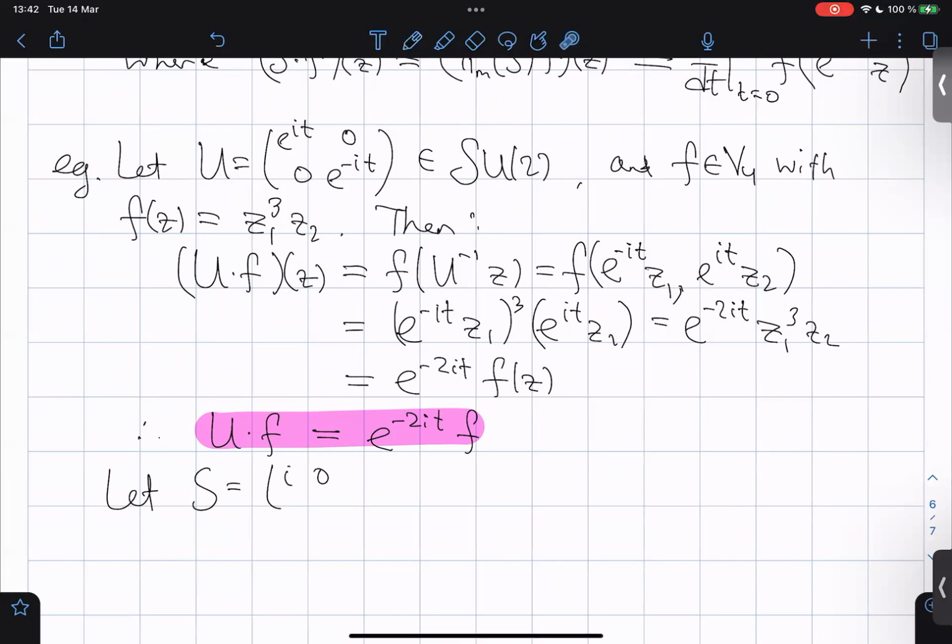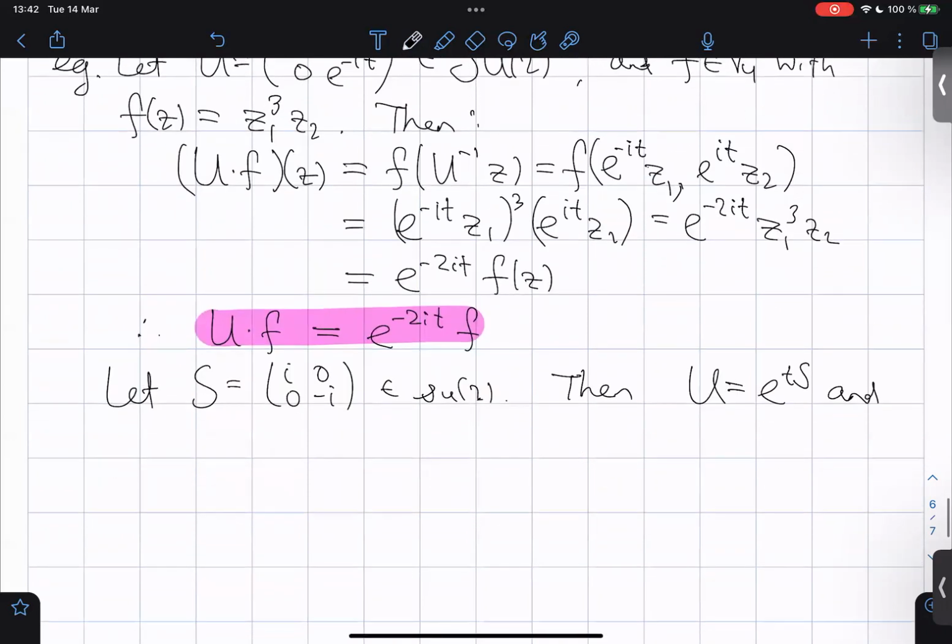When I differentiate this at t equals 0 and evaluate at t equals 0, I get the corresponding infinitesimal generator. This is an element of little su2, and we have capital U equal to e to the t S.